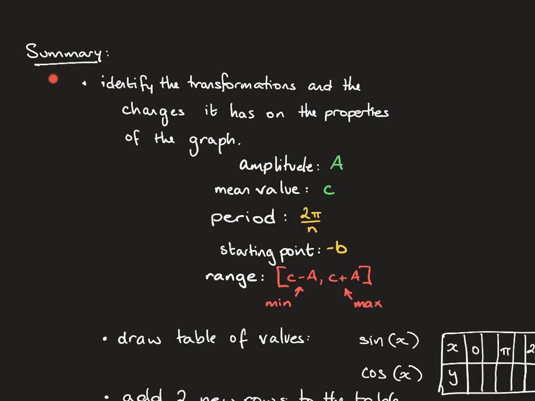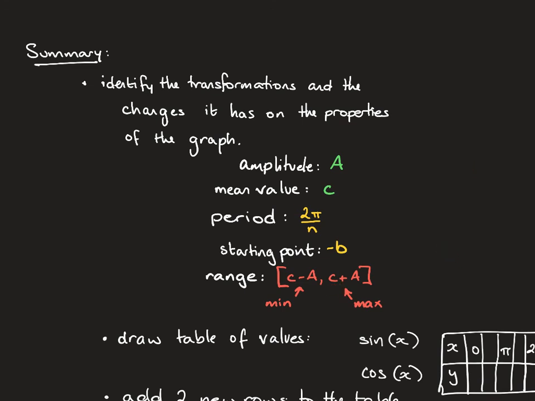So in summary, to sketch a transformed circular function, the first thing you need to do is identify the transformations and what effect they have on the properties of the graph, like the amplitude, the mean value, what the period will become, where the graph of the function starts, that starting point for 0, and what the range will be, what the maximum value and the minimum value will be for that particular graph.